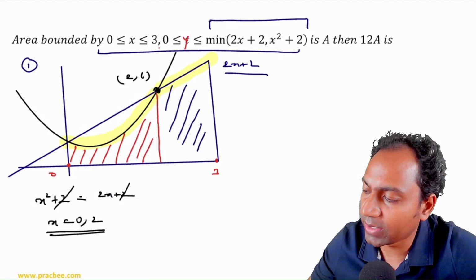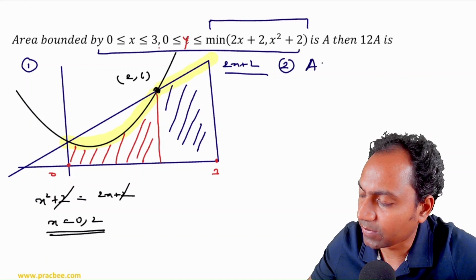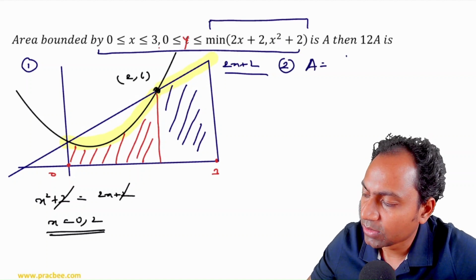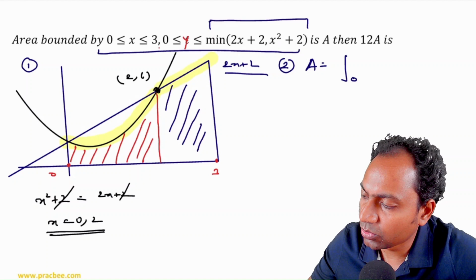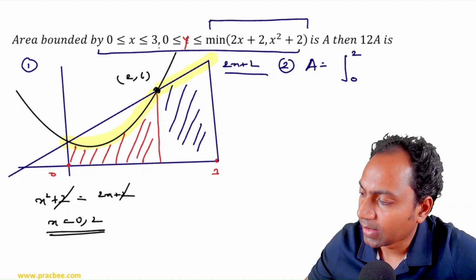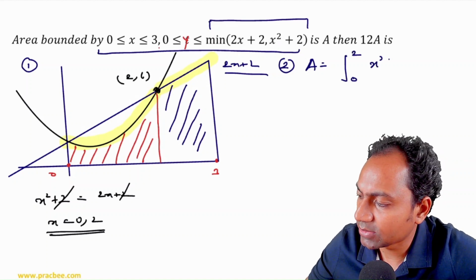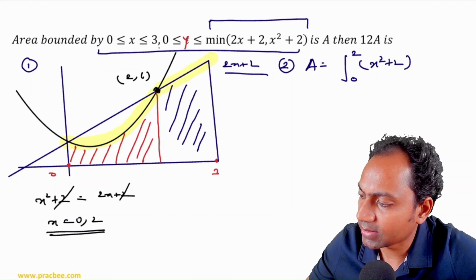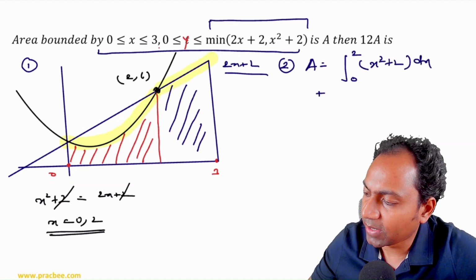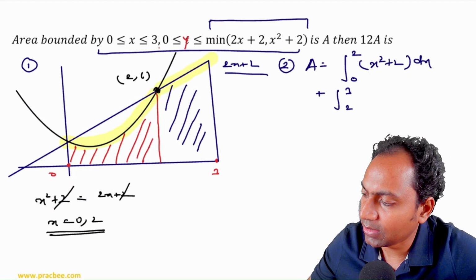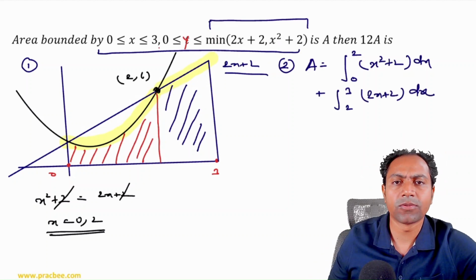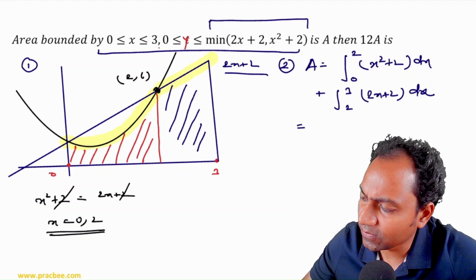So if I want to write the value of A, there are two parts to this. The first area will come between 0 to 2, and this would be nothing but the integral of x square plus 2 dx. And the second part is from 2 to 3, the integral of 2x plus 2 dx. Now this is a very simple integral. You can find this value. It comes out to be nothing but 160.